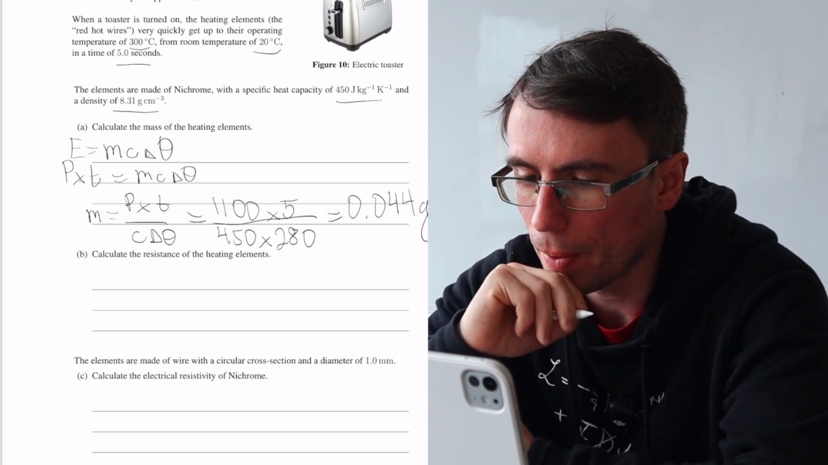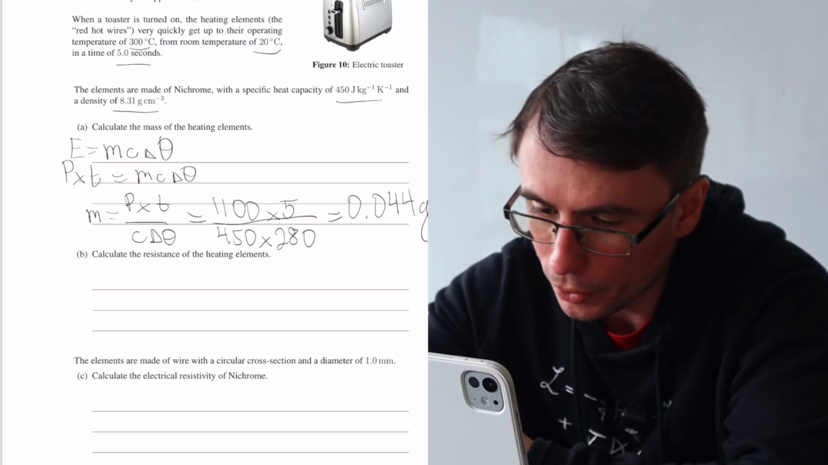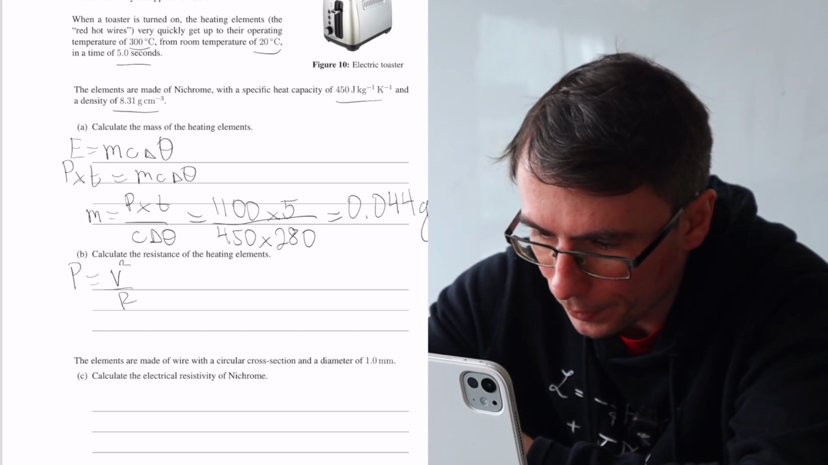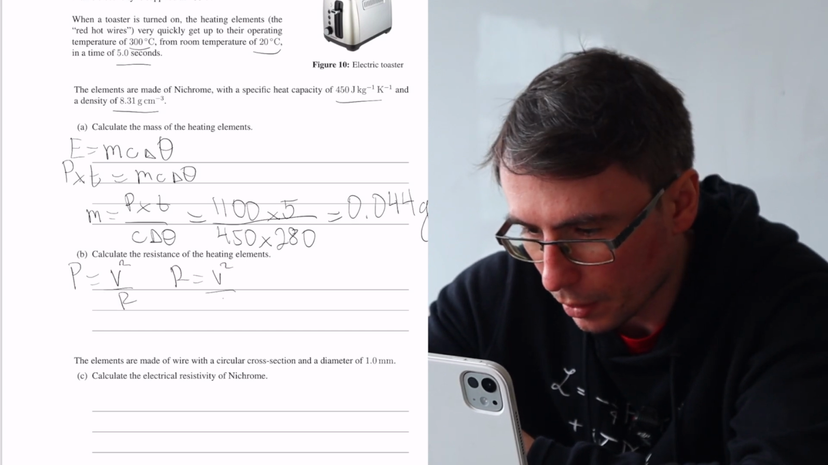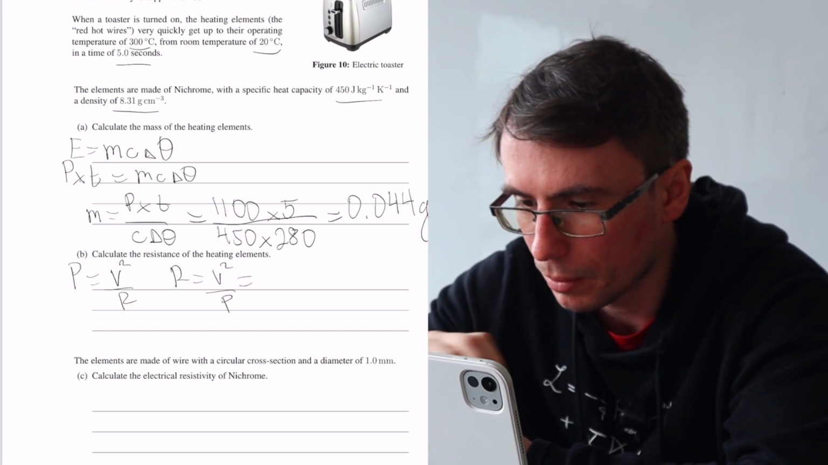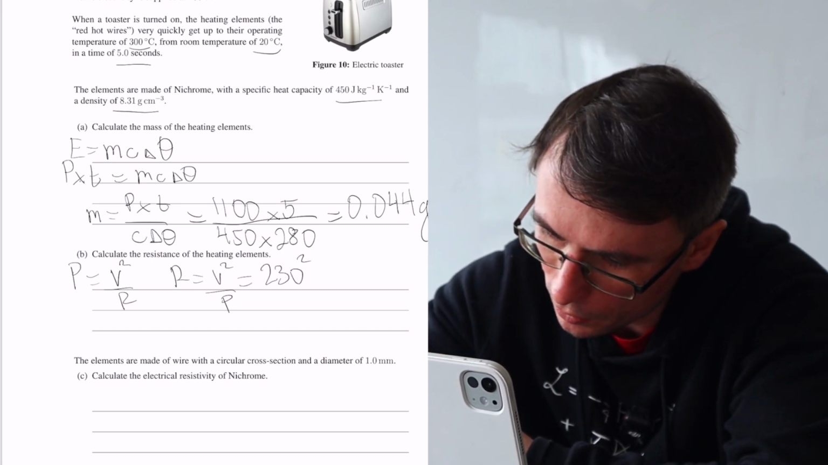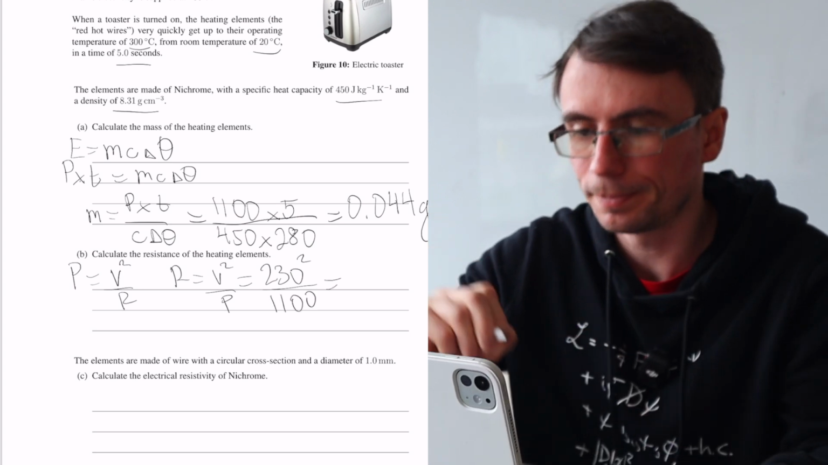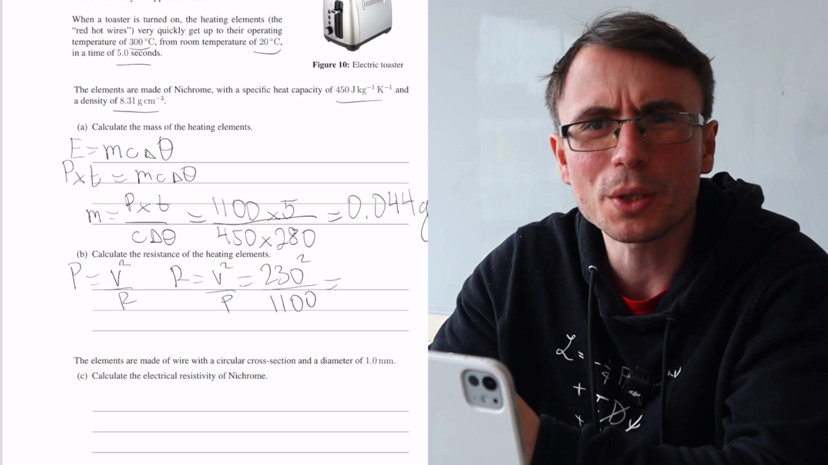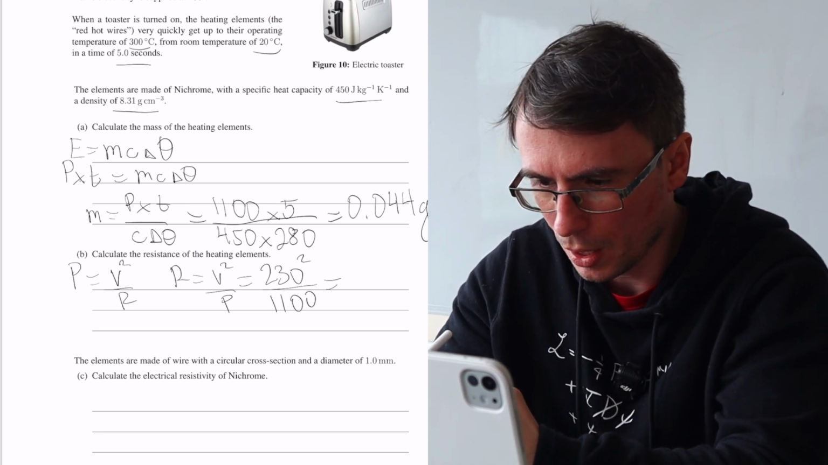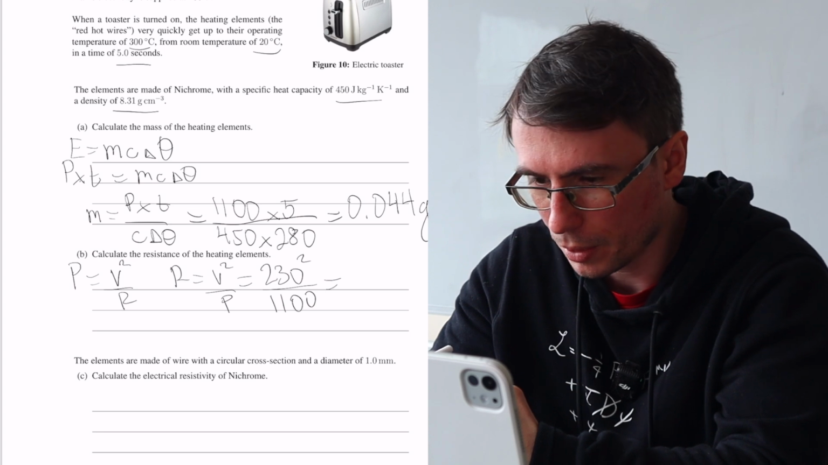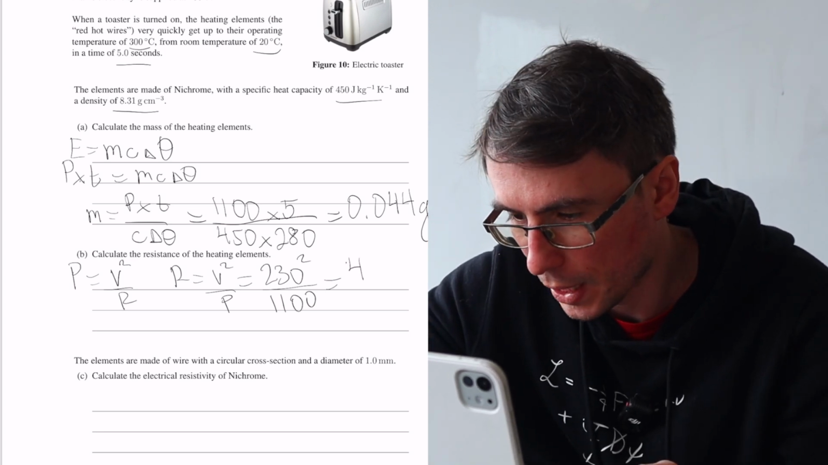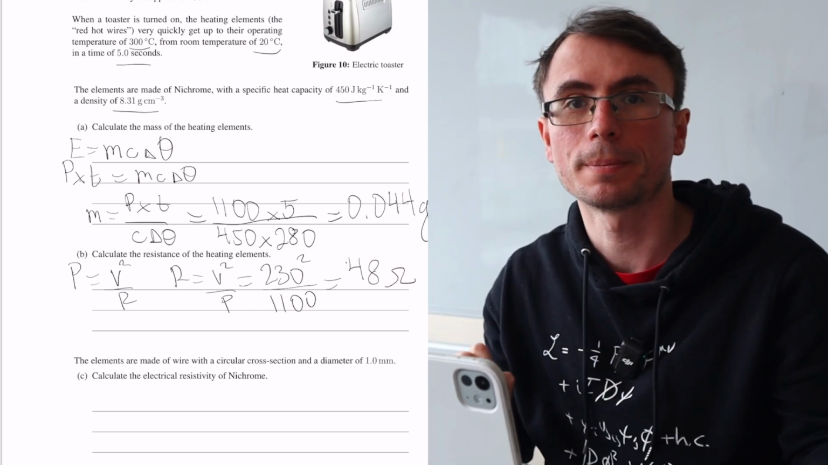Okay, so we've got the power. We've got the voltage as well, so we could probably use P is equal to V squared over R. R is going to be V squared over P. What is V squared? 230 squared divided by the power 1100. This question seems a lot easier so far. So 230 squared over 1100, that's around 48 ohms.